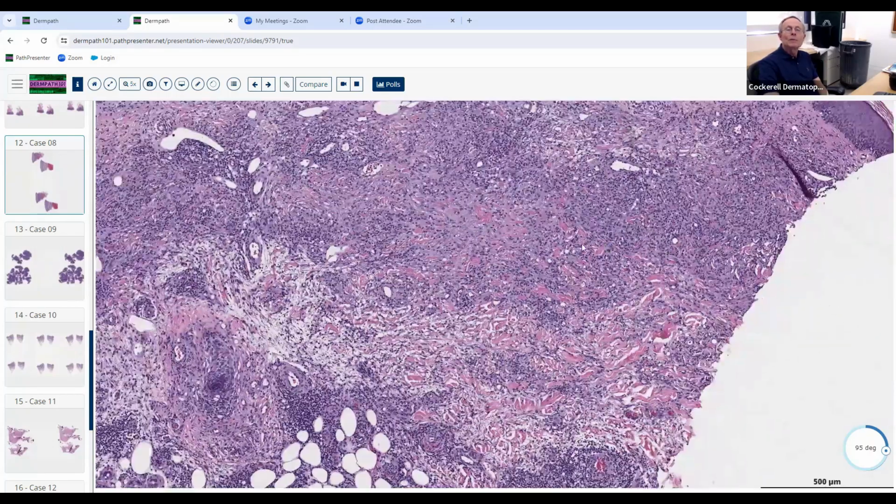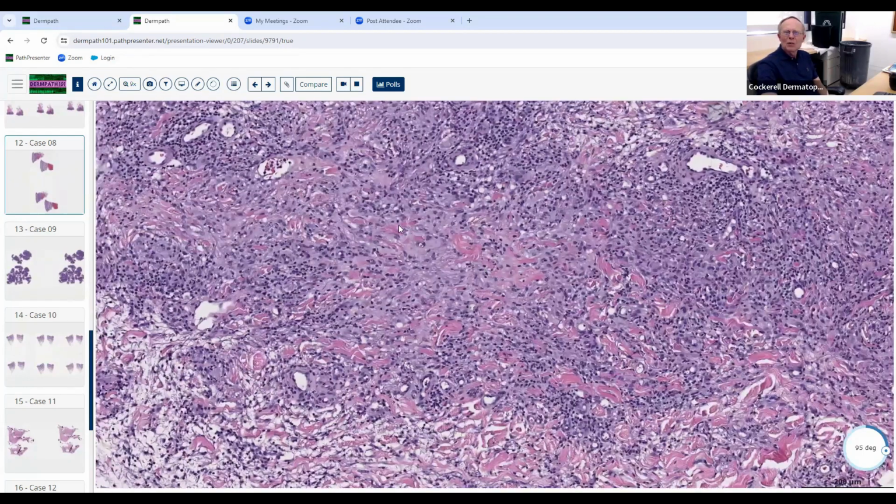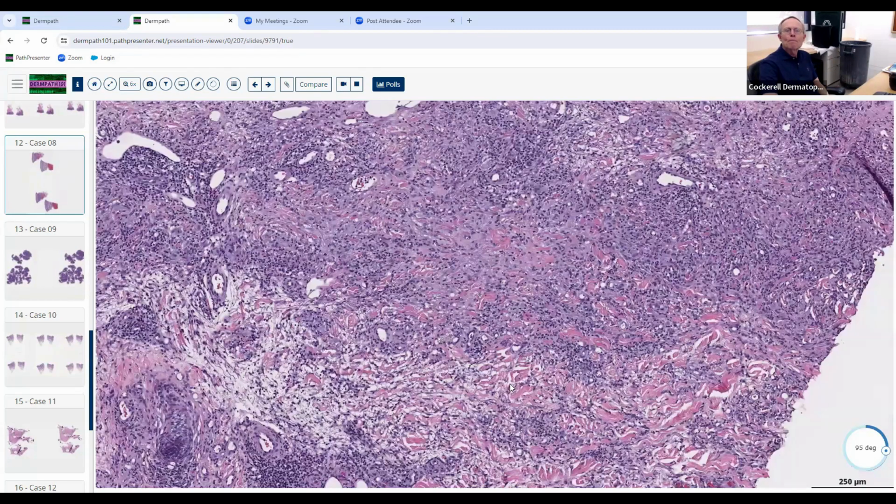That's a little bit different than what we saw before. It doesn't look like the nice little rings that we saw with the case of GA earlier. It's obviously not sarcoidal here. It's got more of a diffuse pattern, a poorly organized histiocytic infiltrate.